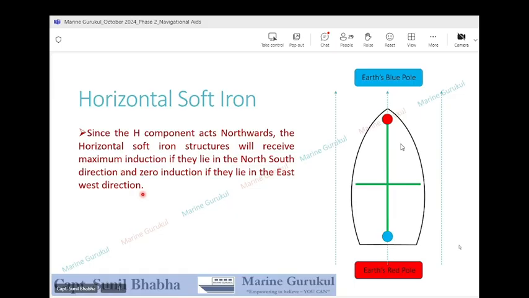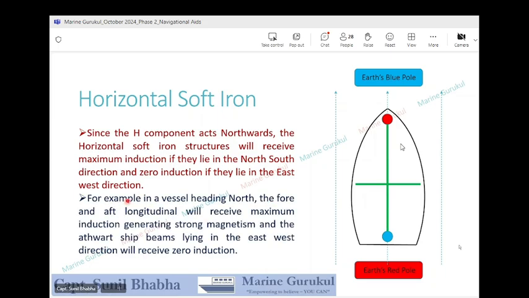If the soft iron structure is oriented or aligned in the direction of the magnetic field, maximum induction would occur. And if it is misaligned, that means it has an orientation perpendicular to the direction in which the field lines are going, it will have minimum or negligible induction.